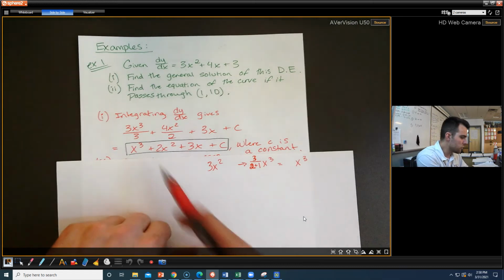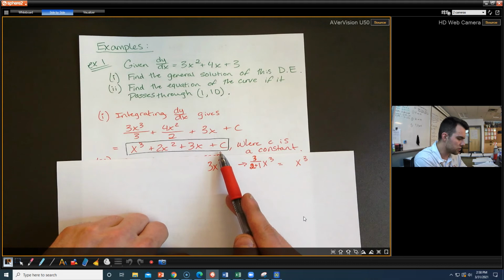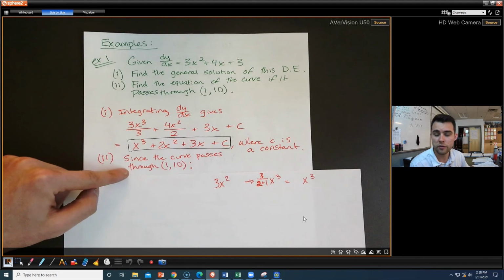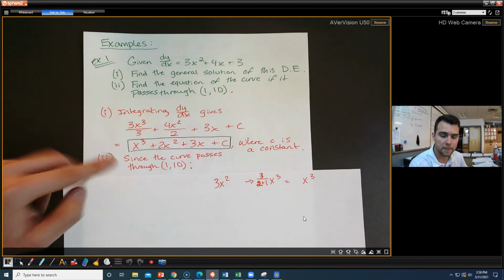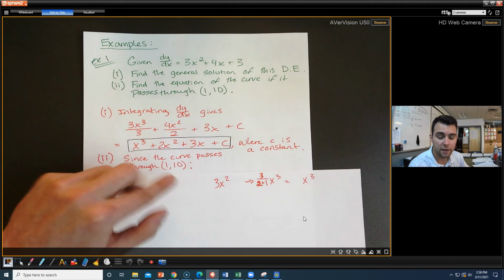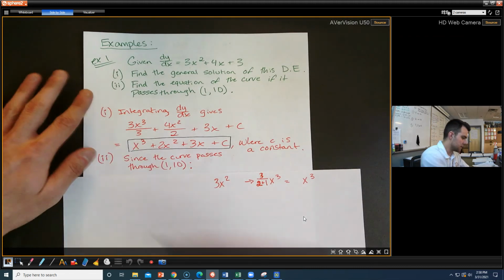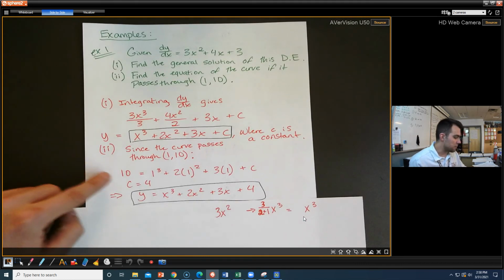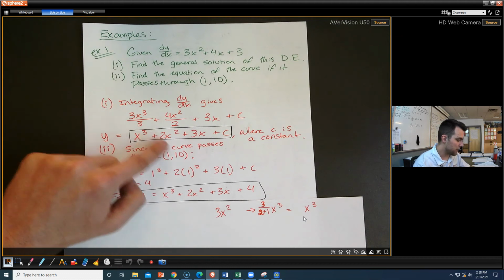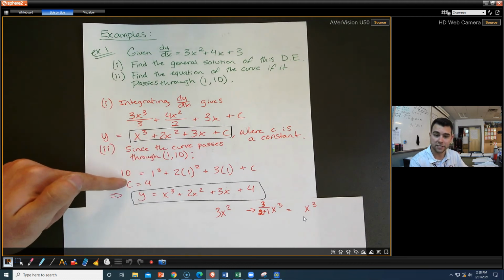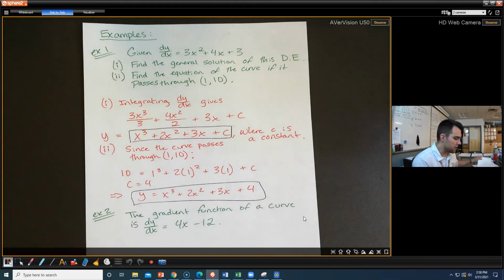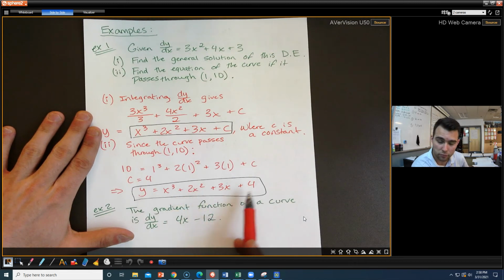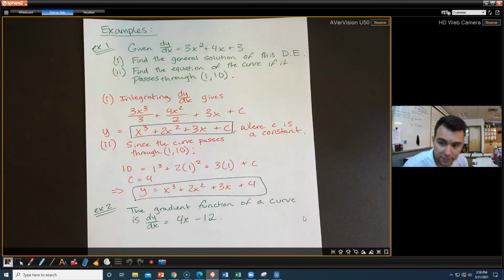Okay. We end up though with this general curve equation where c is of course a constant. Now we know that this guy is passing through, for part 2, 1, 10. So I'm going to plug in for x and y. I'm going to plug in my 1 and my 10 respectively. By the way, this should be y equals, right? So I plug in for y, I plug in my 10, and I plug in for x, my 1. And solving for that, I end up getting c equals 4. Therefore, my equation, my particular solution is y equals this curve right here. Okay? And that's all there is to it.